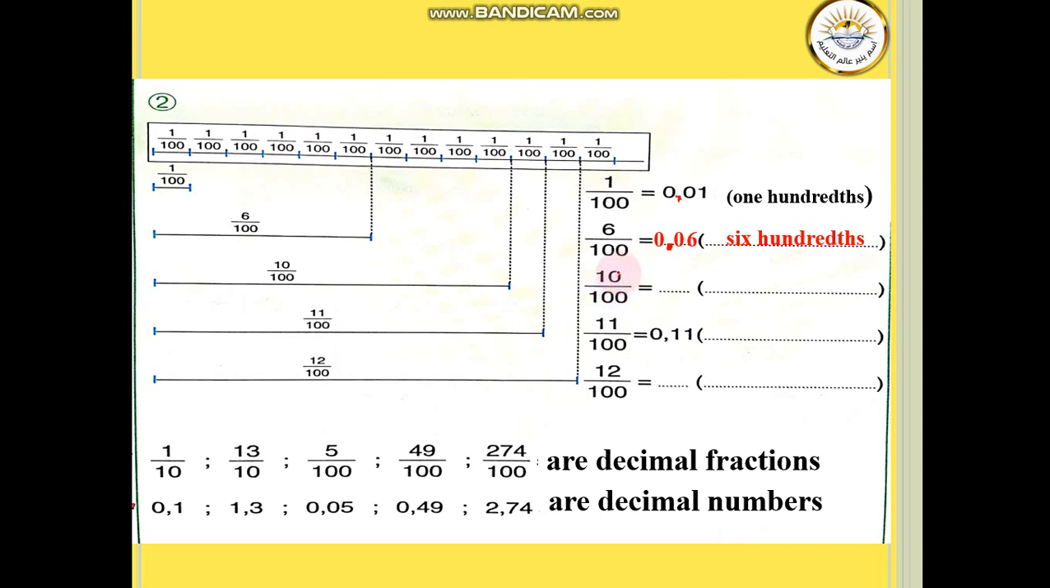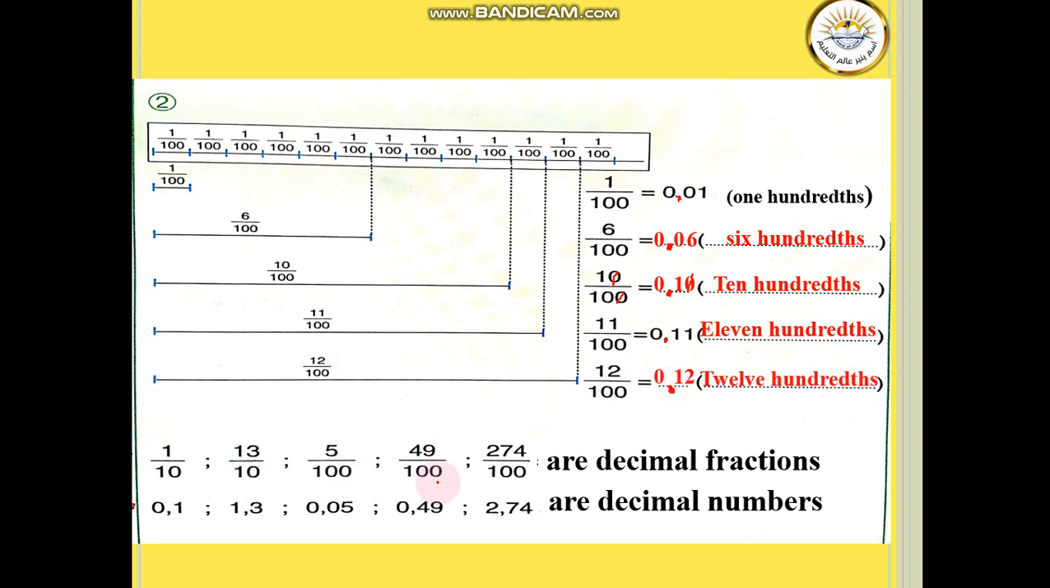10/100. I can eliminate a 0 here and a 0 here. So the answer will be 0.1. I can eliminate this 0, right? Because it's 0 on the right of the point. So 10/100. Now I have 11/100. I write 11, I count 2 digits and I put the 0 point. So 11/100. 12/100. Also I write 12, I count 2 digits and I put the point. 12/100.